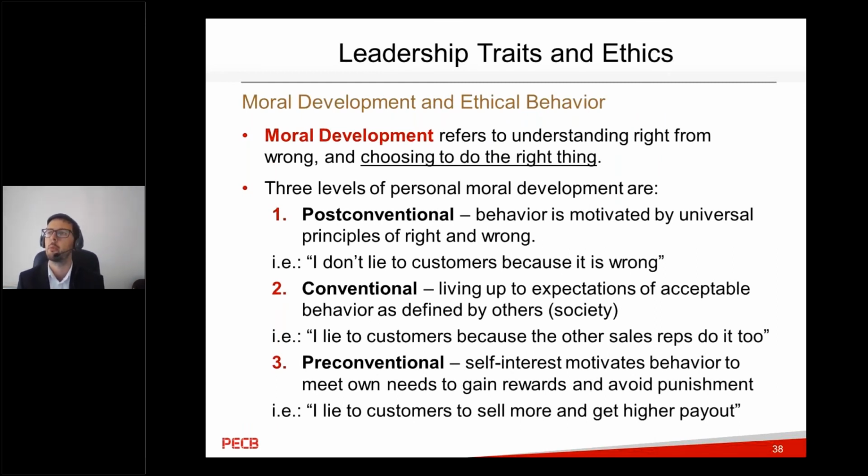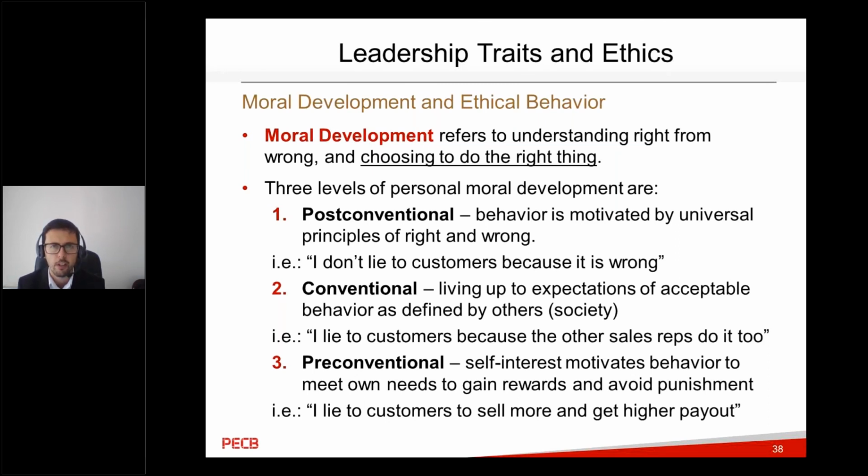But not only that, because when we think about the way that ethical behavior can develop moral development, we think about the way that moral development refers to understanding what is right from wrong and choosing to do the right thing. Because usually people tend to know what the right thing is, but tend even to choose to wander off.